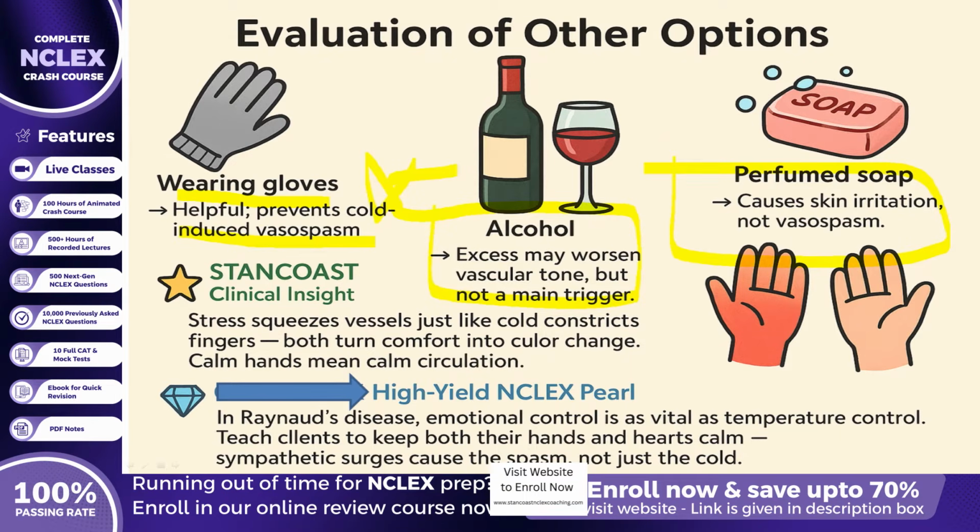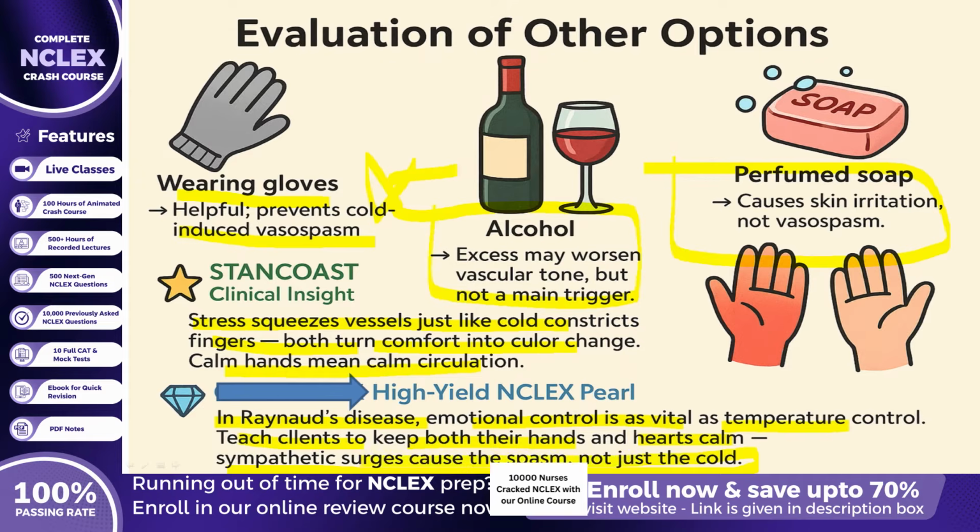Transitioning to the expert insight, it is worth remembering the Stan Coast clinical insight. Stress squeezes vessels just like cold constricts fingers. Both turn comfort into color change. Calm hands mean calm circulation. And reflecting further through the Stan Coast high-yield NCLEX pearl, in Raynaud's disease, emotional control is as vital as temperature control. Teach clients to keep both their hands and hearts calm, because sympathetic surges cause the spasm, not just the cold.